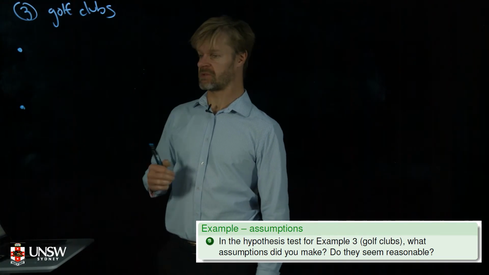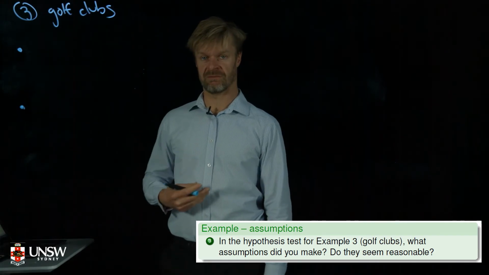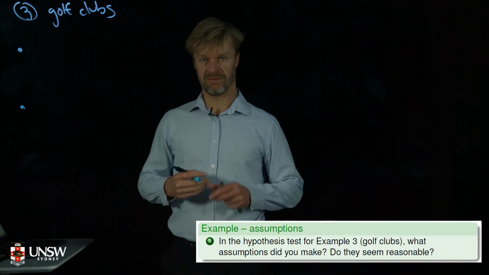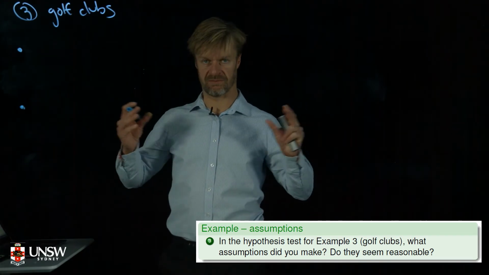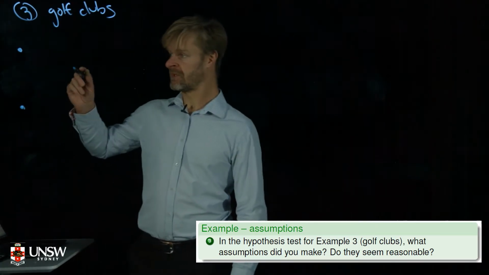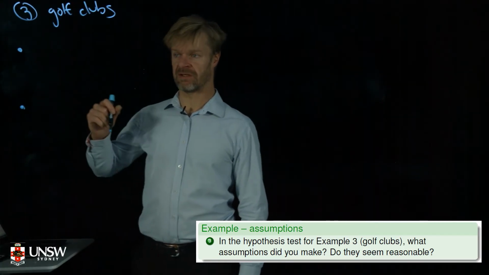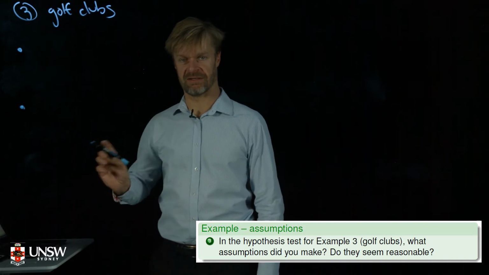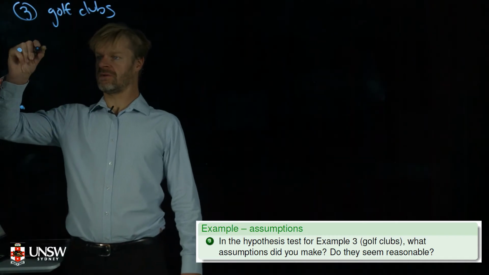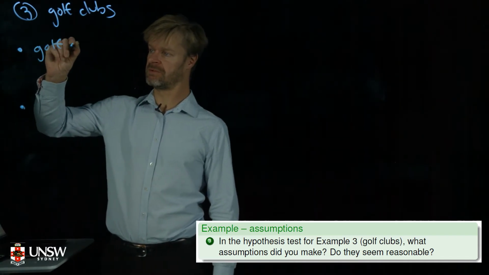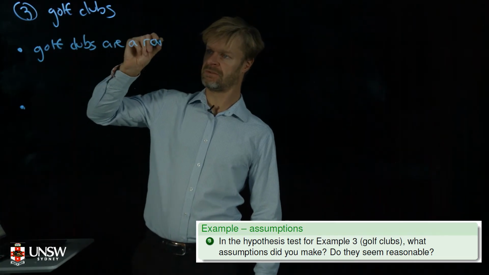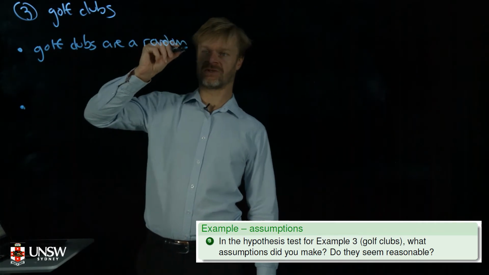By independence assumption, I guess if we can assume that the golf clubs are a random sample from the population of golf clubs we want to test, then we're okay. And by having a random sample, that means the observations are independent and they have the same distribution. Okay, so golf clubs come from a random sample. Golf clubs are a random sample from the population of interest.